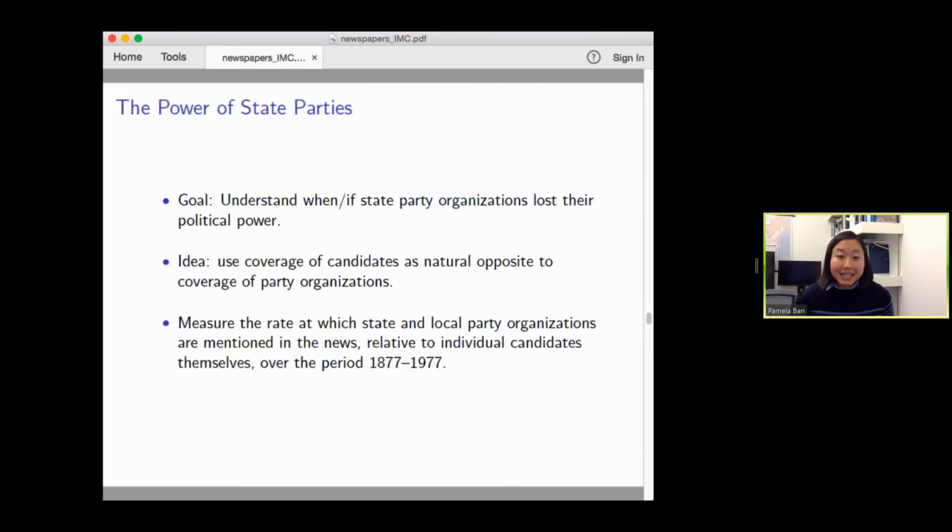And we adopt the same idea, which is to use the newspaper coverage of candidates and look at that relative to the newspaper coverage of party organizations. Because the literature in American politics has hypothesized that the power shift is going between party organizations, shifting from a party-oriented system of politics to a candidate-centered, candidate-focused system of politics. And so we're going to measure the rate at which state and local party organizations are mentioned in the news relative to individual candidates themselves over our time period, 1877 to 1977. So this is going to be using that same source data set, and we're going to apply this to looking at the relative coverage, the relative power of state and local party organizations and candidates.